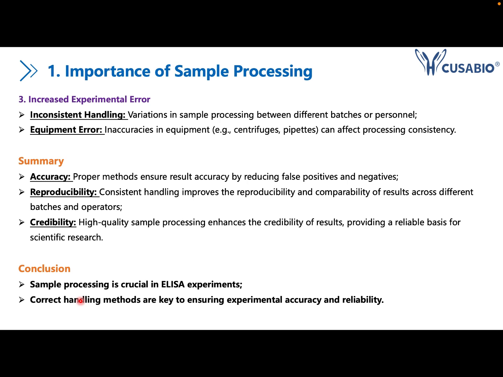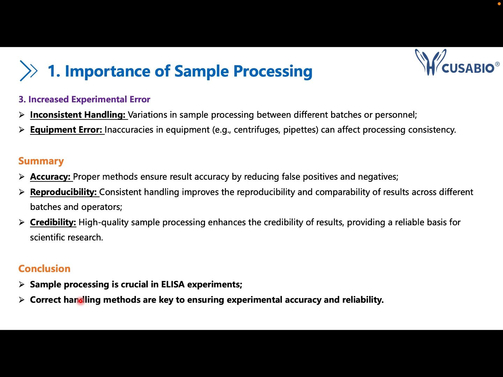Then the next is increased experimental error, like inconsistent handling and equipment error. Inconsistent handling usually comes from variations in sample processing between different batches and different people. For equipment error, there are 2 common pieces of equipment that we use during ELISA testing, the centrifuge and the pipette. If these 2 have errors, they will definitely affect processing consistency.